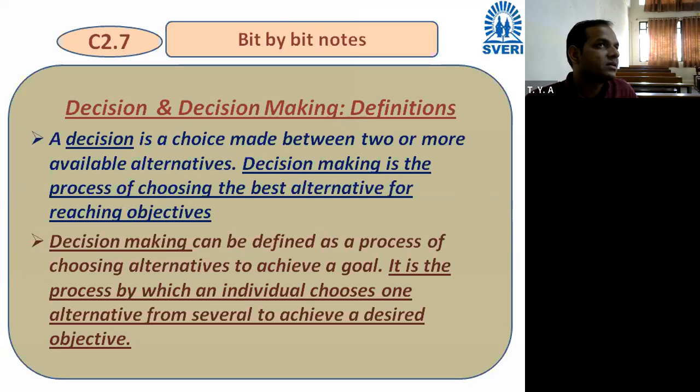decision and decision making. The title will be decision and decision making definitions. Don't write the second sentence, it is almost similar. The first sentence, first bullet you can note. Decision is a choice made between two or more available alternatives.